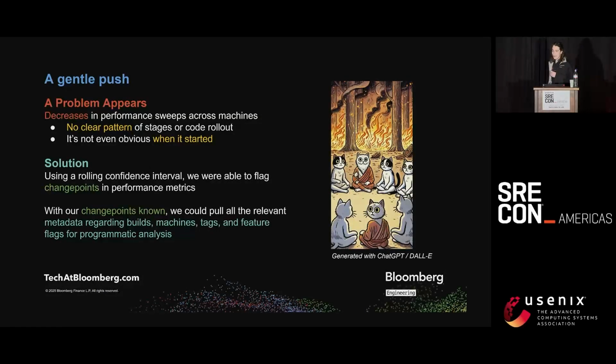So we saw decreases in performance sweeping across many machines in the data center. It was obvious to all of our engineers that this was a problem. But despite many, many eyes looking at it, no one could actually pinpoint exactly when this started. It didn't seem to have any correlation with code rollout or feature flags, and no one made any progress.